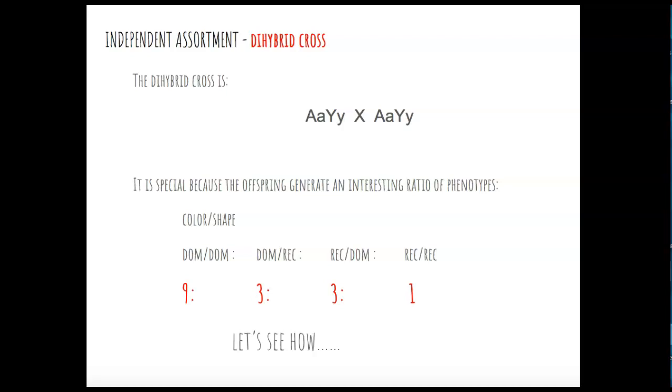When we're talking about color and shape in pea plants, the color and shape would occur in a 9:3:3:1 ratio of dominant and dominant, dominant recessive, recessive dominant, and recessive recessive. So let's look at how that can occur.